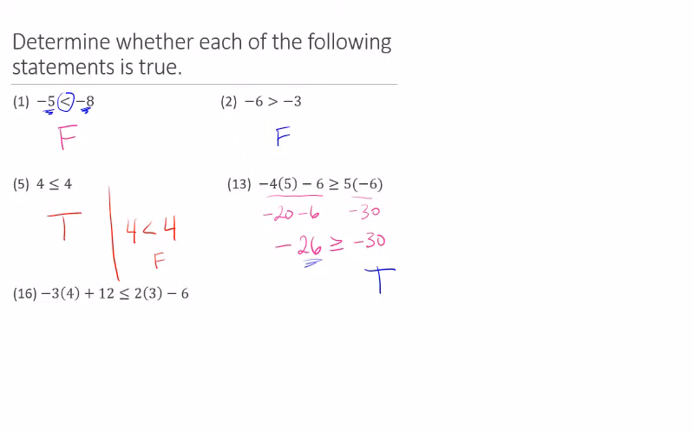Then we have another one that's similar. We're going to evaluate this. -12 plus 12 is 0. And is 0 less than or equal to 2 times 3, which is 6, minus 6, which is 0? So we get 0 on both sides. Is 0 less than or equal to 0? The answer is yes. It's true. So that's one type of problem.